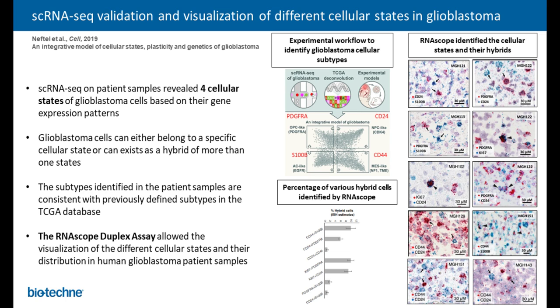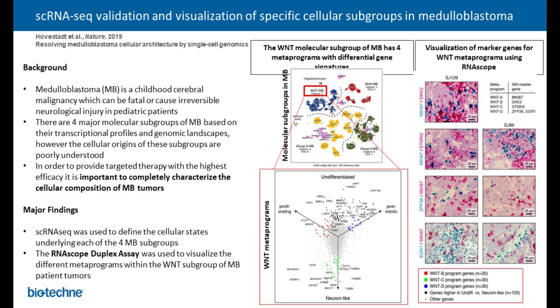But what they discovered was the glioblastoma cells can not only exist as a specific cellular state, but they can exist in a hybrid state where they exhibit characteristics of more than one cellular state. And they observed this by showing co-localization of markers specific to different cellular states in the same cells using RNAscope. So using our technology, they were able to visualize this hybrid state of tumor cells in glioblastoma, which can potentially add to our understanding of how this tumor works and how this tumor progresses to help identify better therapeutic strategies to treat this deadly malignancy.